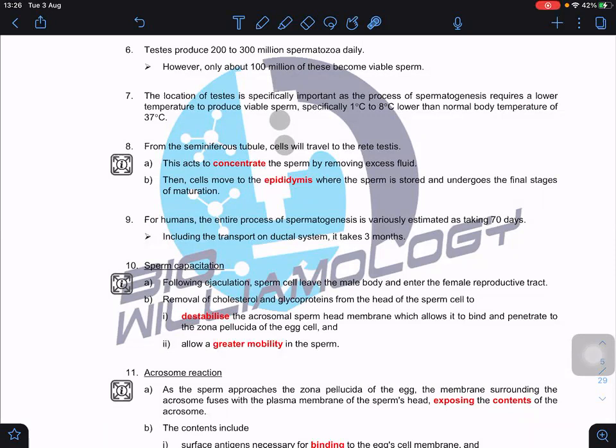Clear? So from the seminiferous tubules, the cell will travel to the rete testis. This will act to concentrate the sperm cells by removing the excess fluid. Then the cell will move to the epididymis, where the sperm is stored and undergoes the final stage of maturation. So for humans, the entire process of spermatogenesis takes about 70 days, or 2 months, and including the transport and ductal system, it may take up to 3 months.